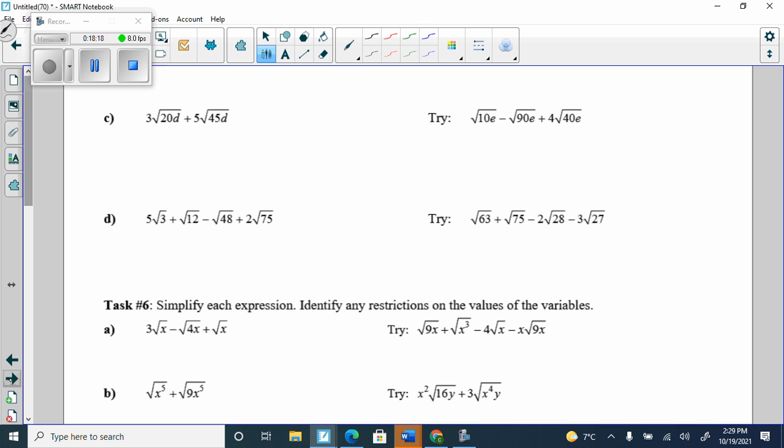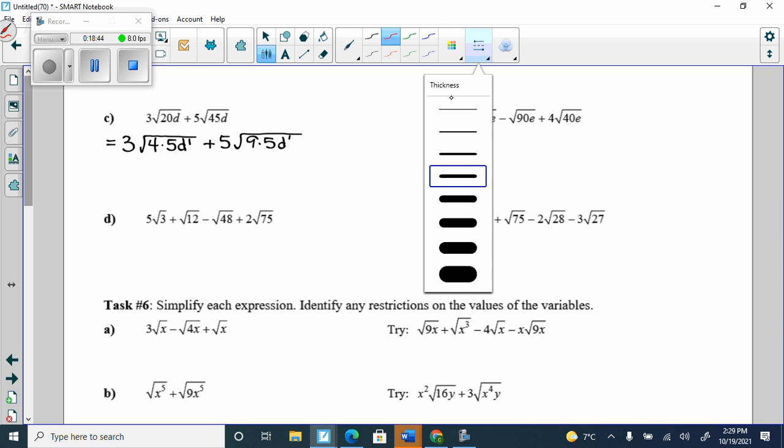So root 20d, what can I take out of there? 4. Yeah. I can break it down into 4 and 5. And then the d is just a d to the 1, so there's nothing I can do with that, right? And then plus 5, 45 I can break down into what? 9 and 5. And then the d just stays a d.